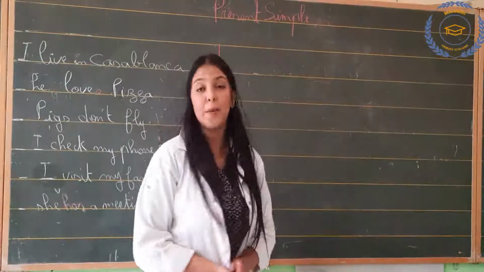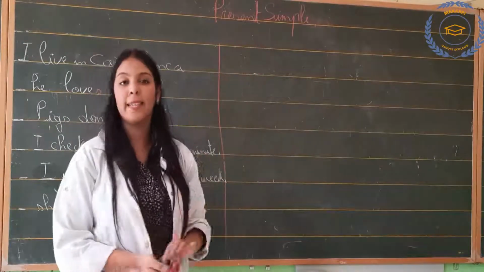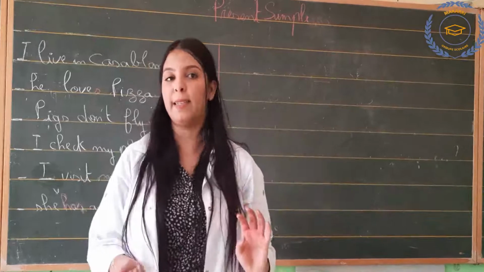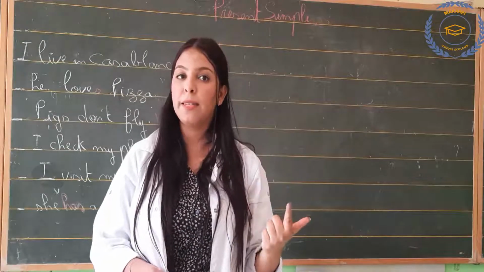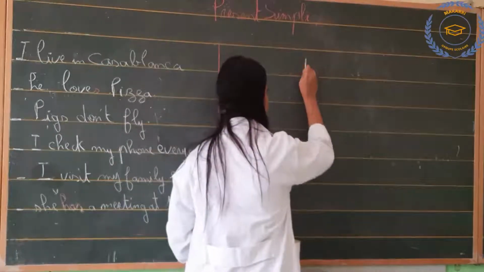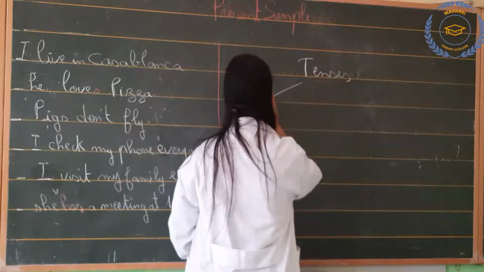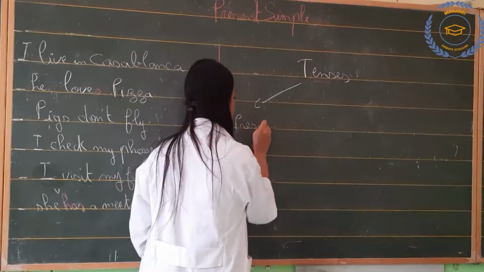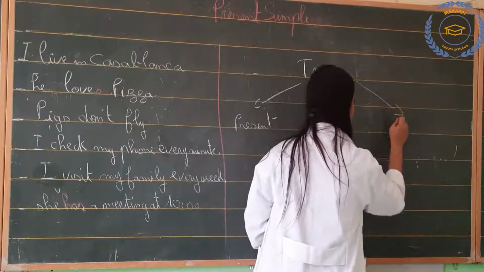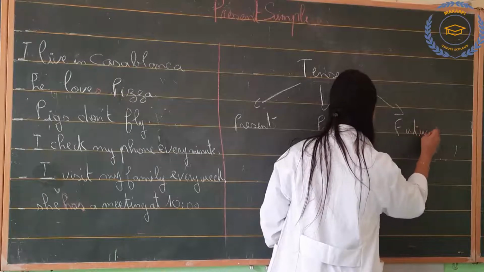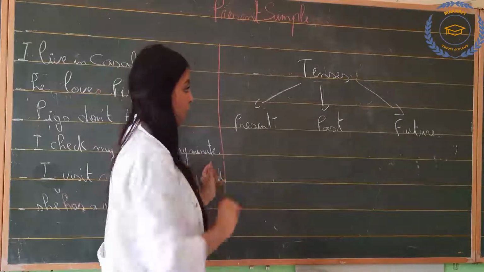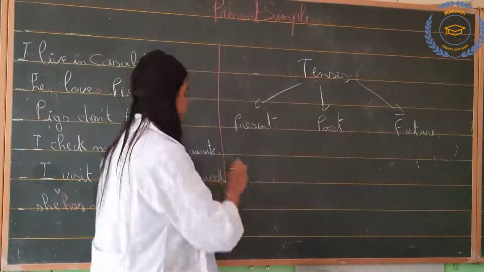Hello, today we are going to learn present simple tense. In English, we have three basic tenses: present, past, and the future. Each tense has three aspects.